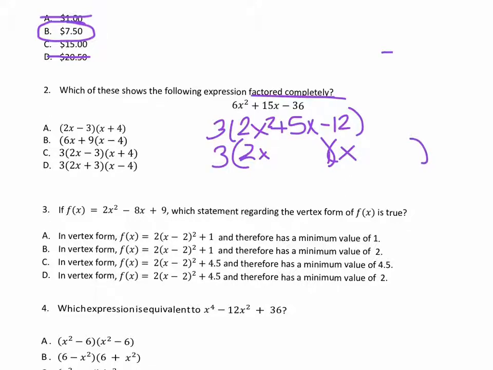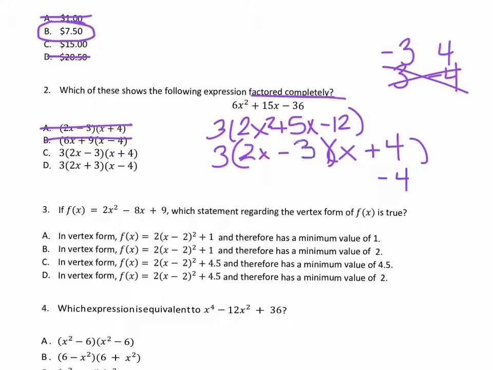Looking at the answers, I know right away that one's wrong and that one's wrong. I know I have negative 3 and 4 or 3 and negative 4. Then I have to think about which one is being multiplied by the 2. 2 times negative 4 would give me negative 8, but negative 8 plus 3 does not give me 5. It gives me negative 5. So let's try positive 4. 2 times positive 4 gives me 8, minus 3 gives me 5. So the correct factoring is C.